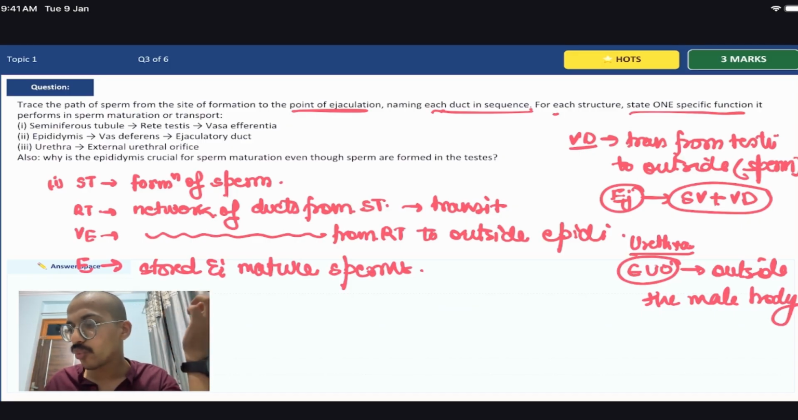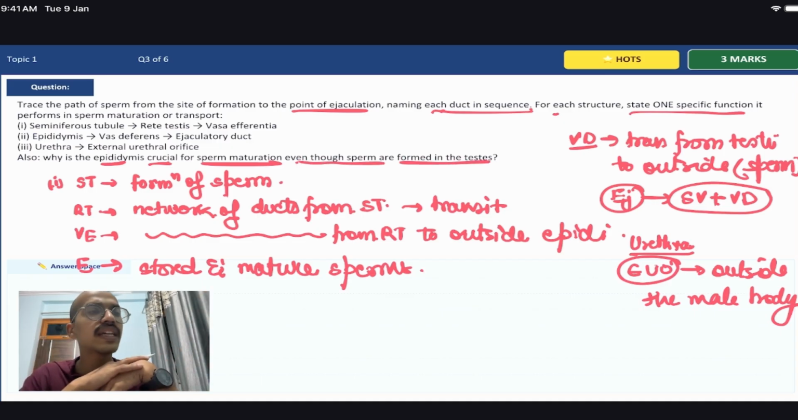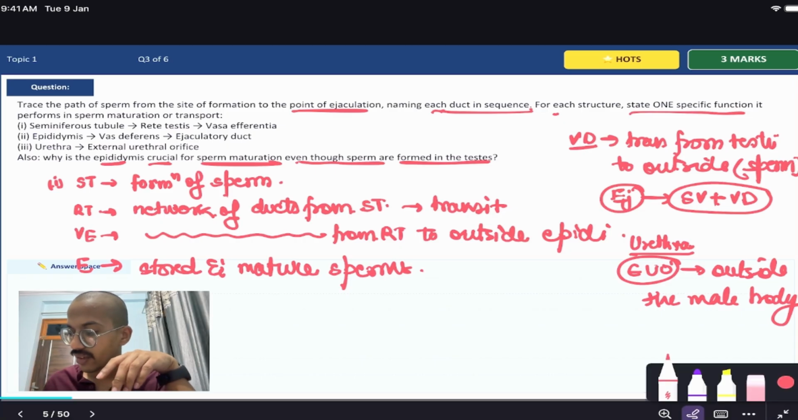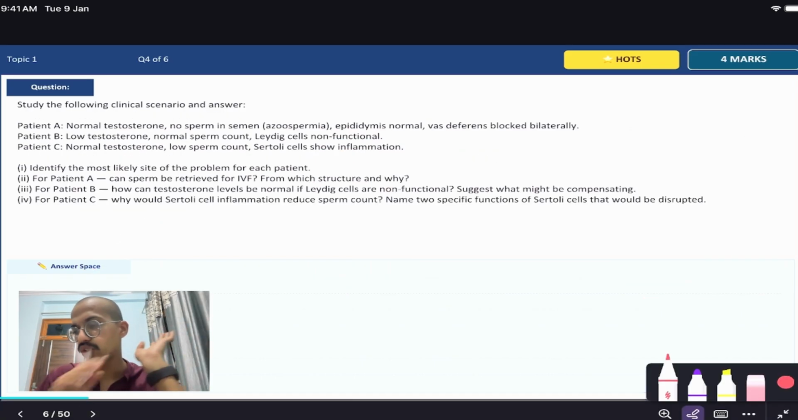Also, why is the epididymis crucial for sperm maturation even though sperms are formed in the testes? Because in the epididymis, proper tail formation occurs. Without the tail, it won't be complete. Going to the next question.